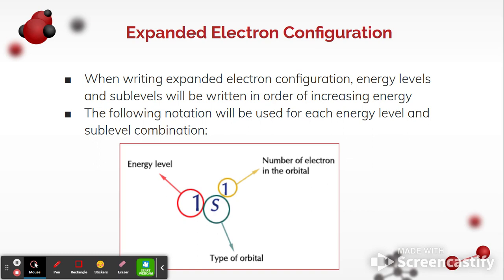Something to note is that the number of electrons in the orbital for an s orbital is always less than or equal to 2. For p orbitals it is less than or equal to 6, for d orbitals less than or equal to 10, and for f orbitals less than or equal to 14, because these are the respective maximum number of electrons that correspond to each of those orbitals.